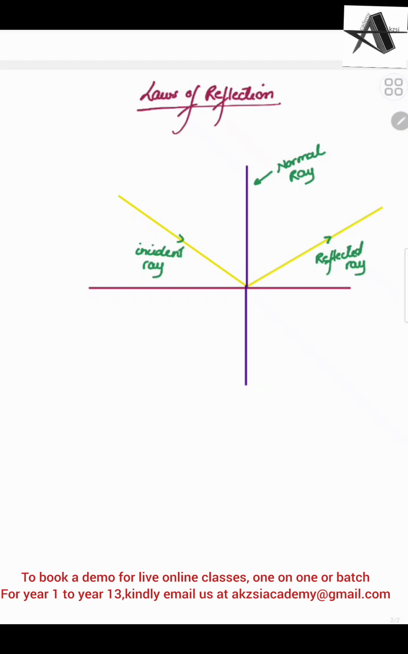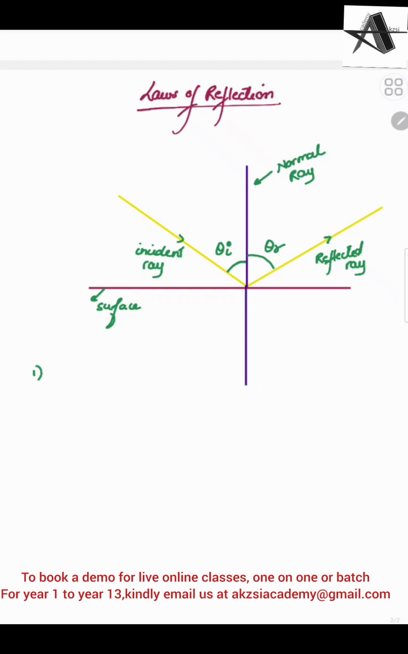The angle between this normal and the incident ray is called the angle of incidence, which I am representing with theta I. Whereas the angle between the normal and the reflected ray is called theta R. This is the reflected ray. Now, let me see each and every term of it. This is called the surface.